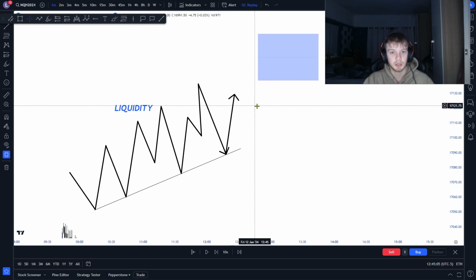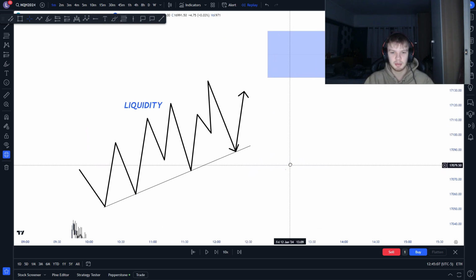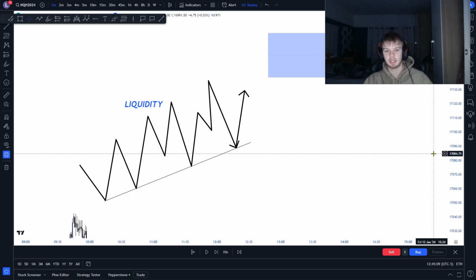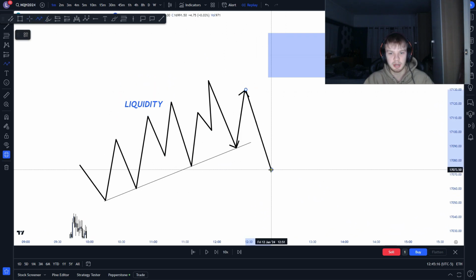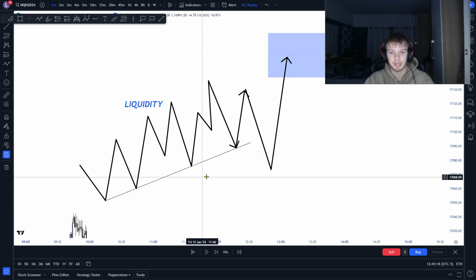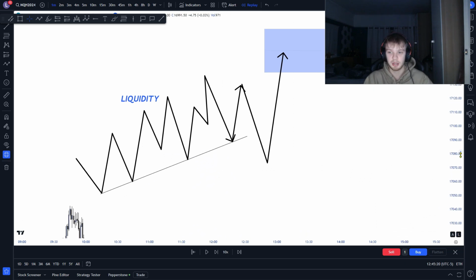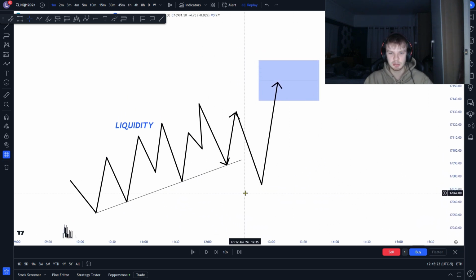Okay, so when you see trend lines in the market, obviously we don't trade trend lines as ICT traders, but when you see trend lines in the market and you see it break and then instantly come back up, that happens a lot in the market. And the reason for that is literally just because price action is grabbing liquidity.